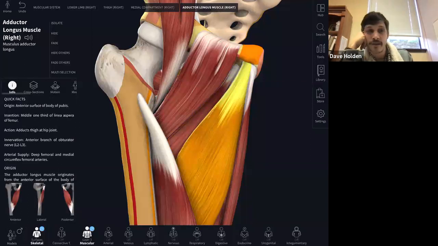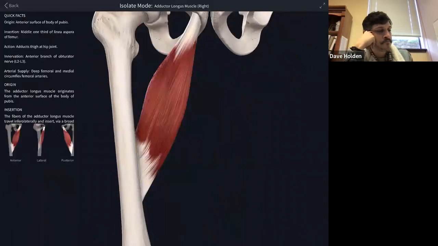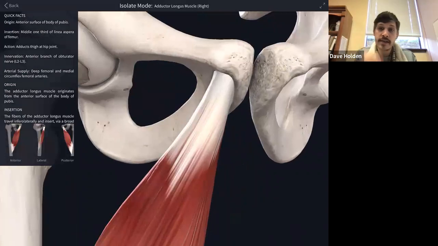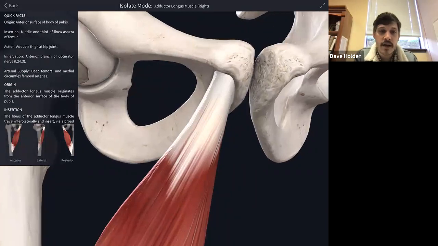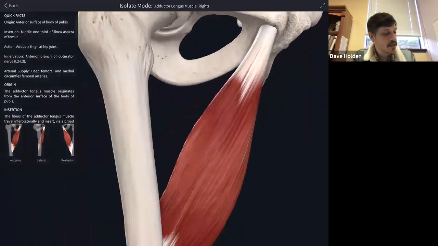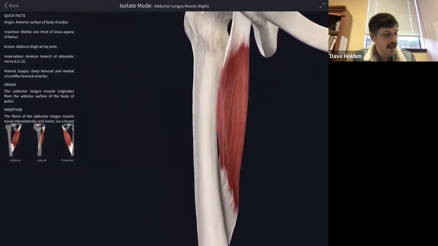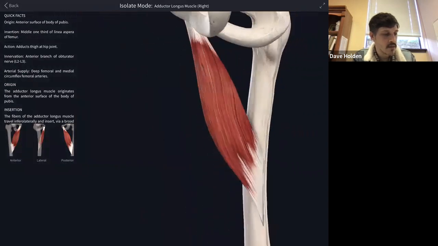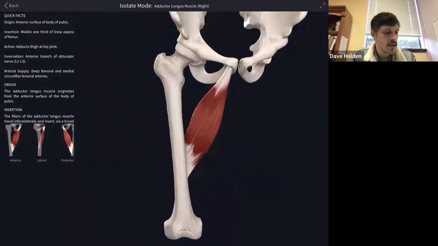There we go. Adductor longus. So starting at the pubic tubercle, notice that's a little bit more anterior than the ramus, where the other guys were starting. This muscle will come down and insert again at the medial lip of the linea aspera. And just like its buddies, flexion, medial rotation, adduction. That's what these muscles do.